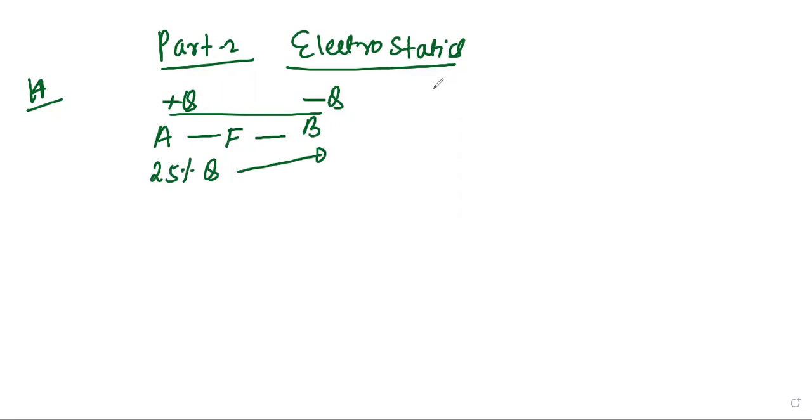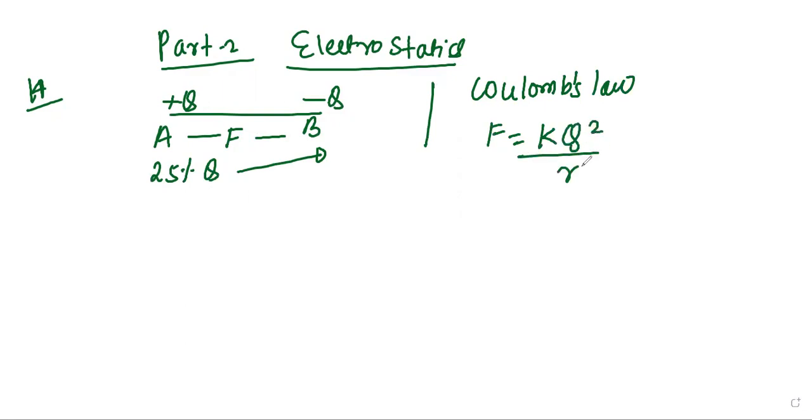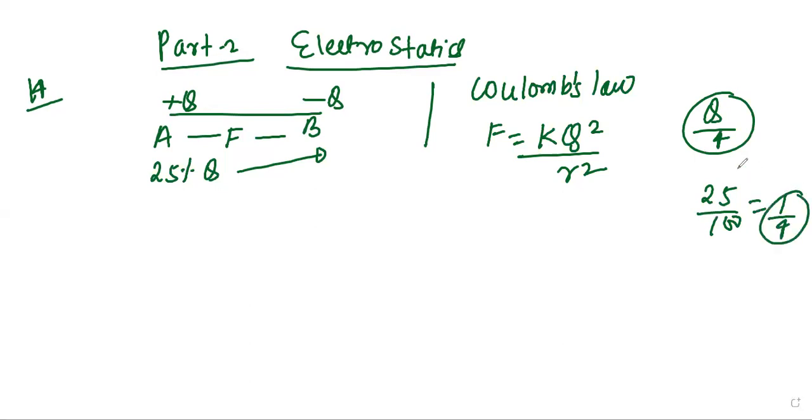As we know from Coulomb's law, F is given by KQ square upon R square. 25% of this is transferred, so it will become Q upon 4. 25 upon 100 is nothing but 1 upon 4, so I have divided by 4 here directly. So the new charge of A will become Q minus Q by 4. I have subtracted this much because it is transferred.